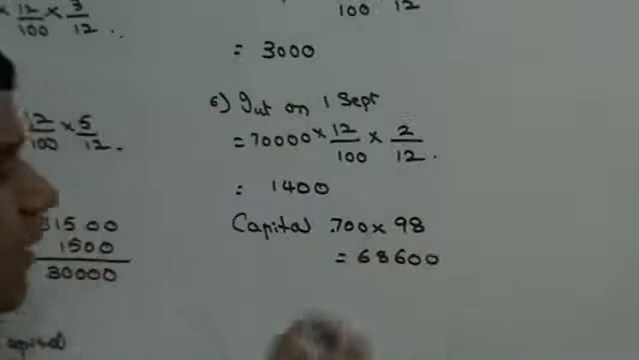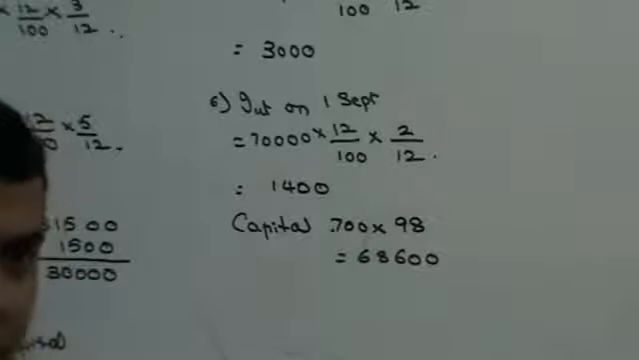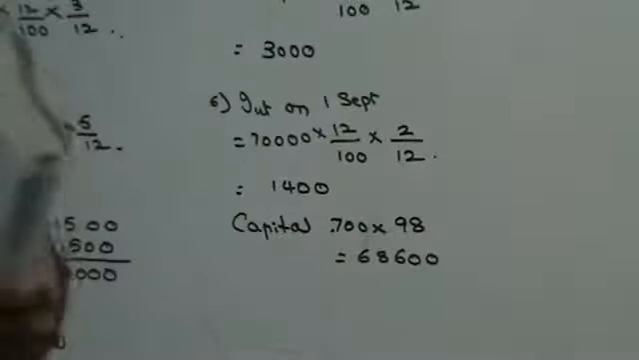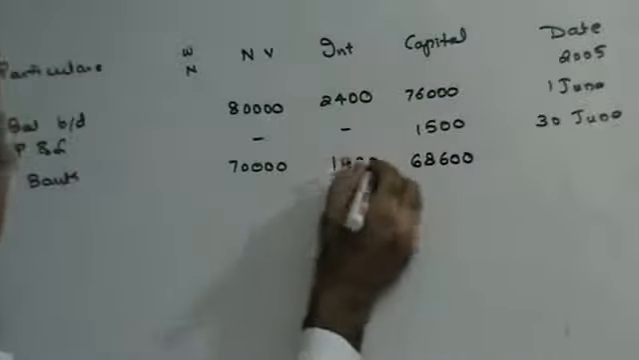68,600. Right. Now these are ex-interest. Since these are ex-interest, I don't need to deduct the interest. If it is cum-interest, I have to deduct interest. If they are ex-interest, I don't have to deduct interest. So in this case, this is going to be 68,600 and interest is 1,400.